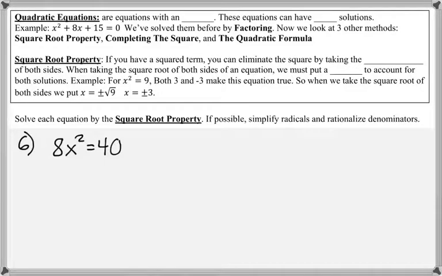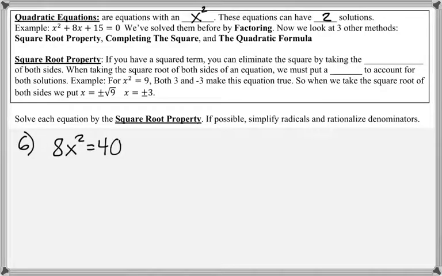Quadratic equations are equations with an x squared. If you have y's, it would be a y squared. If you have w's, it would be a w squared. But you need to have a squared term in there. These equations can have two solutions.